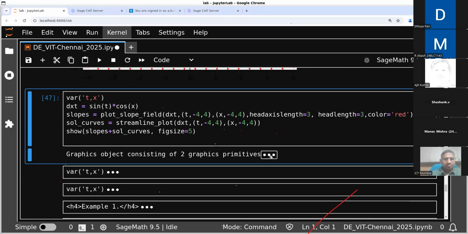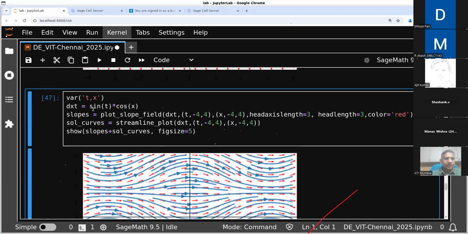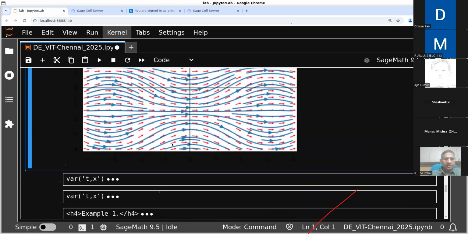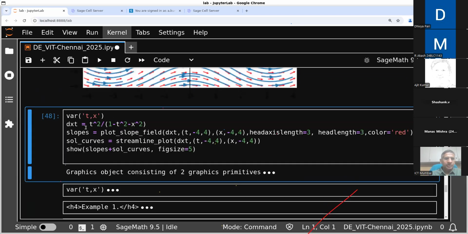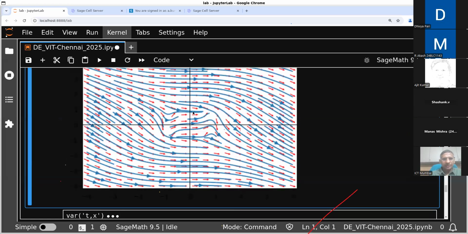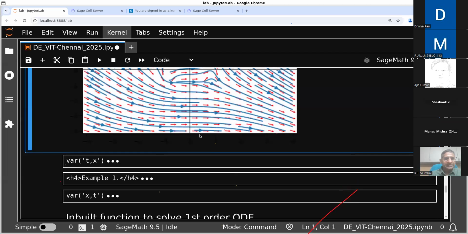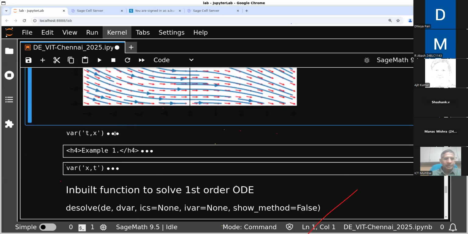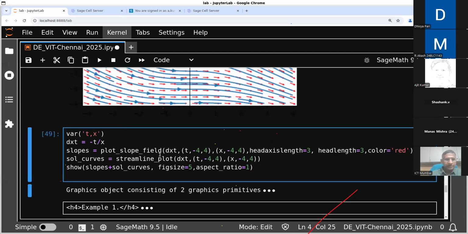This is for dx by dt is equal to sin t into cos t. This is another one, t square upon 1 minus t square minus x square. This is how it looks. You can see there is some kind of bad behavior near 0, it doesn't look that nice. Or let us plot this.